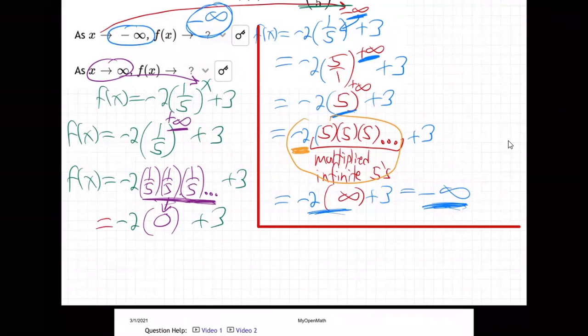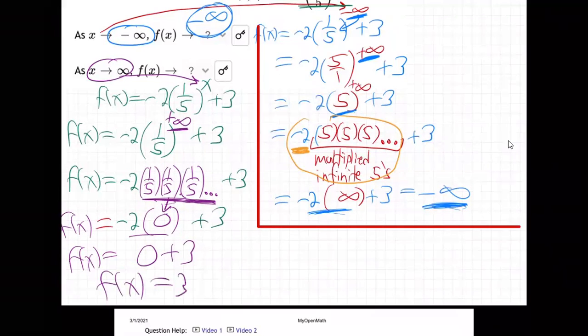This is something you do in calculus a lot. If you're headed on to calculus in a semester, a couple semesters, it's an important idea to understand that when you take a part of a part of a part of a part forever, it heads to 0. Calculus studies the infinite a lot, doing something forever. So that becomes 0. So then what is f of x? -2 times 0 is 0 plus 3. f of x is 3. So this goes to 3 is the answer for that part. And the other part was negative infinity.